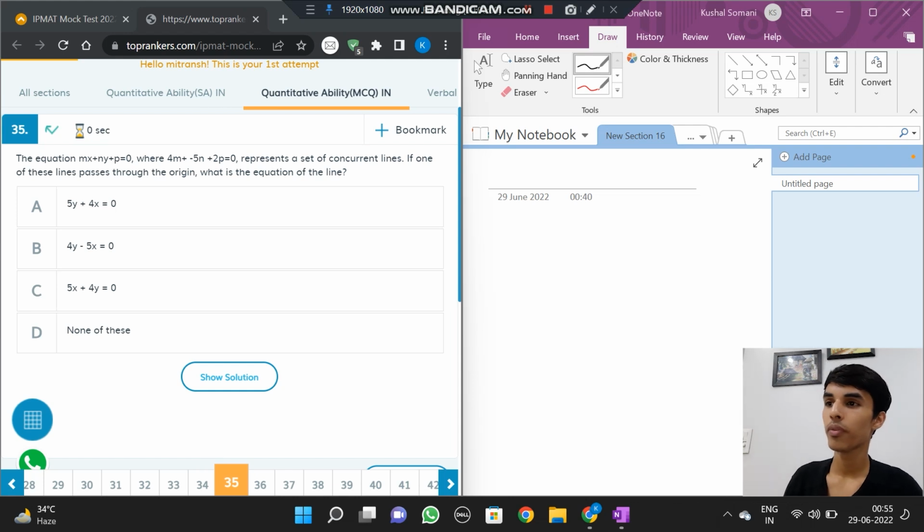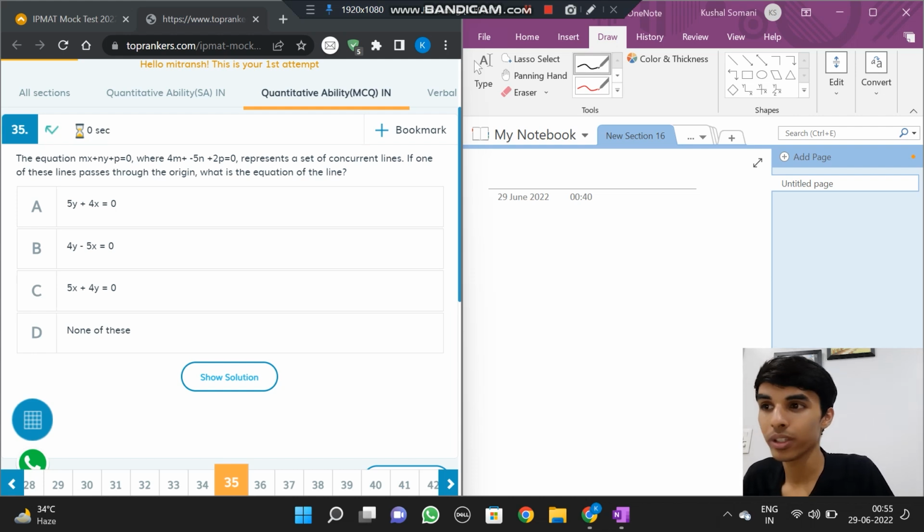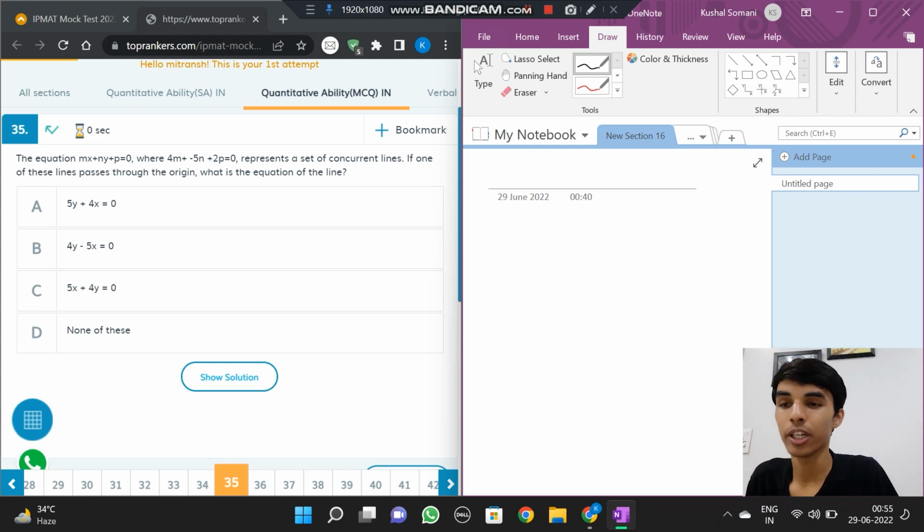The equation mx plus ny plus p equals 0, where 4m minus 5n plus 2p equals 0, represents a set of concurrent lines. If one of these lines passes through the origin, what is the equation of the line? Okay, so since one of these lines passes through the origin, the point (x, y) equals (0, 0), that is, m into 0 plus n into 0 plus p equals 0.